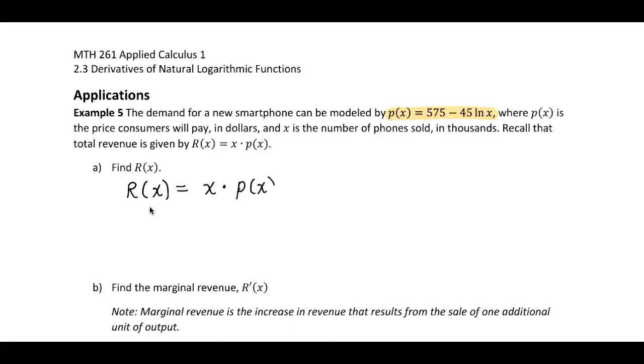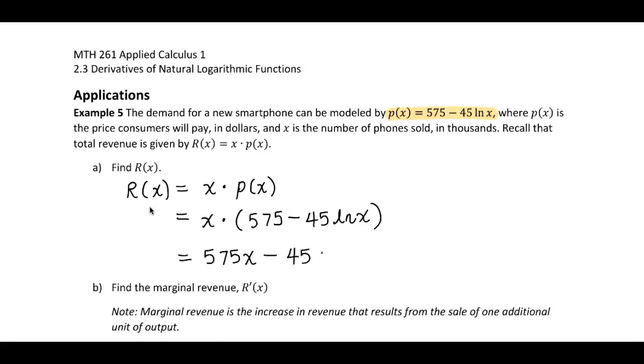I'll just do this in two lines. That is x times 575 minus 45 times natural log of x. So that is the total revenue function. And if you want to distribute it, you can make this as 575x minus 45x natural log of x. That's good.